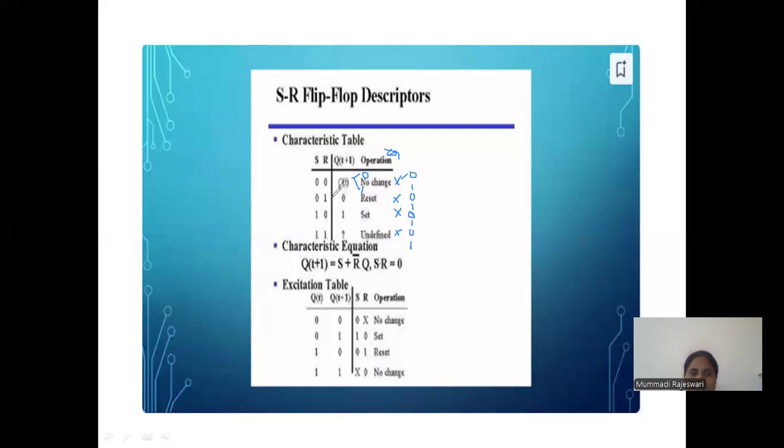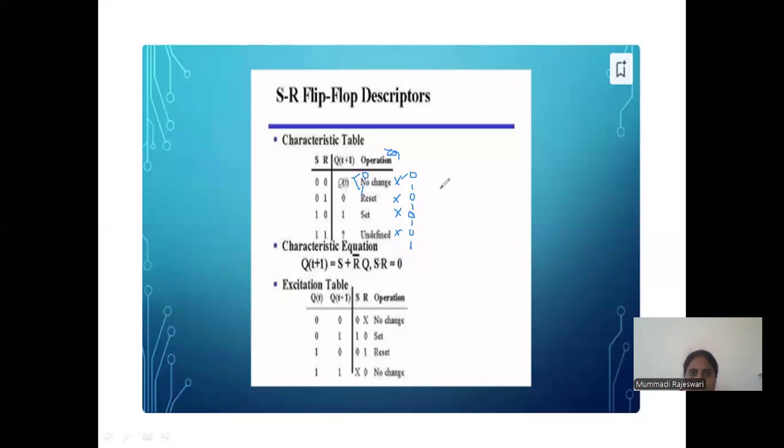And when S is equal to 1 and R is equal to 0, the output is set. The present state may be considered as 0 or 1, but your output is only 1. And when S is equal to 1 and R is equal to 1, we are not saying perfectly that the output will be 0 or 1. That is an undefined output.